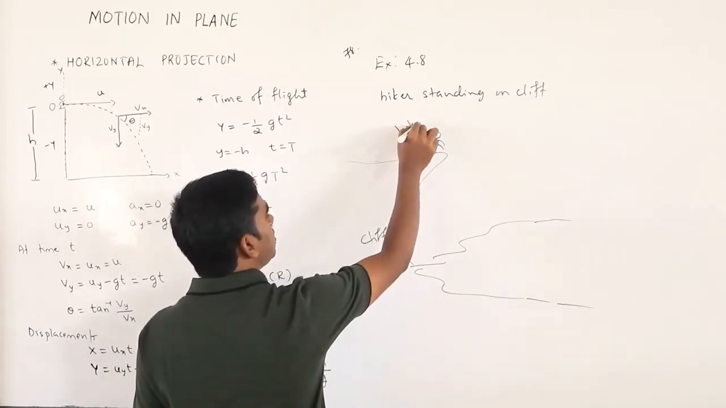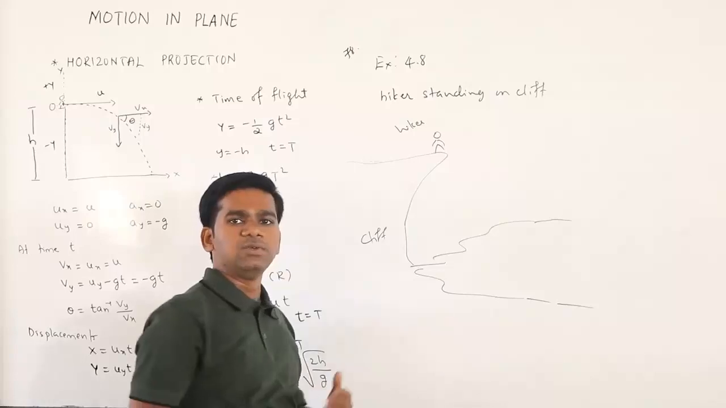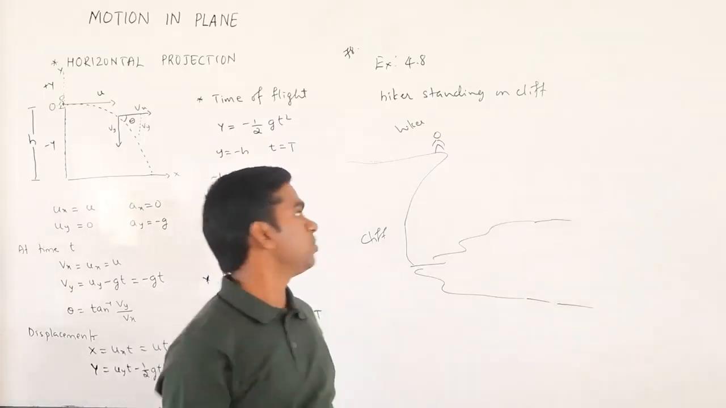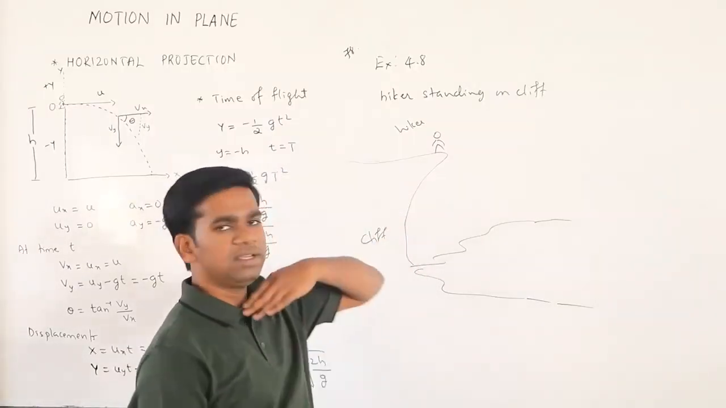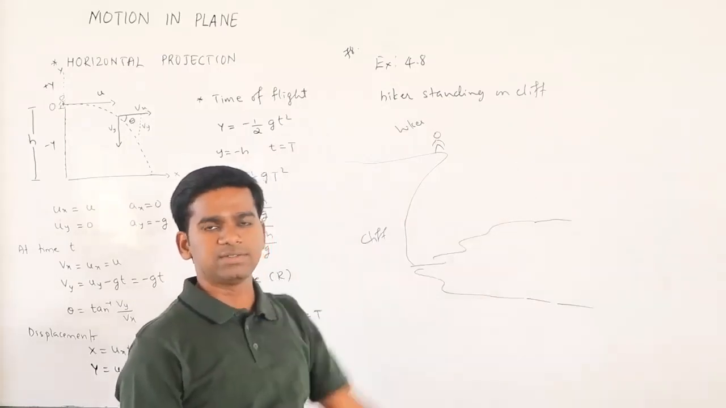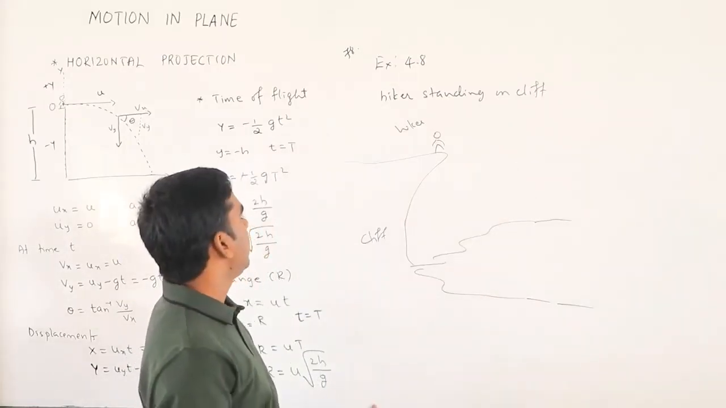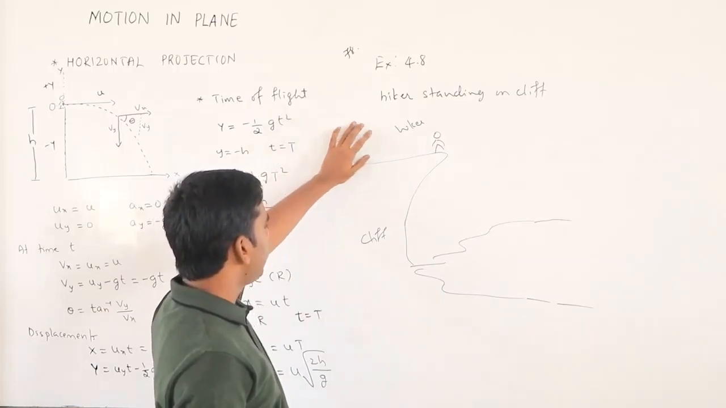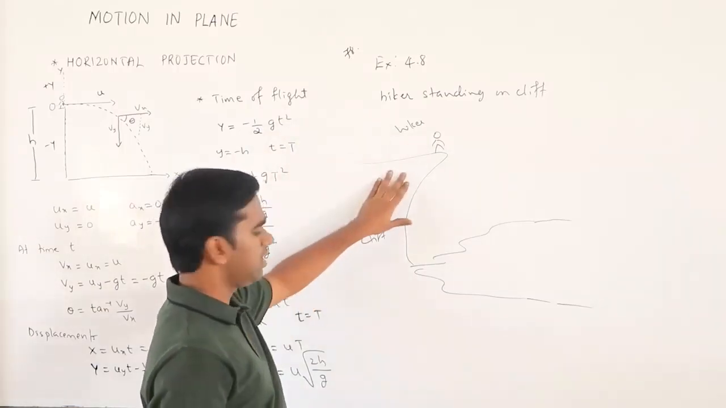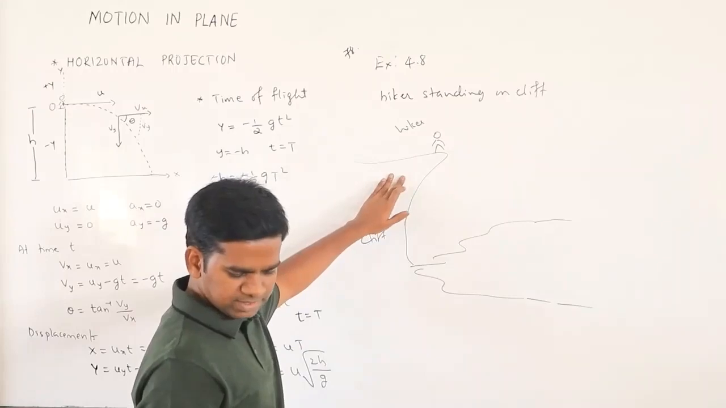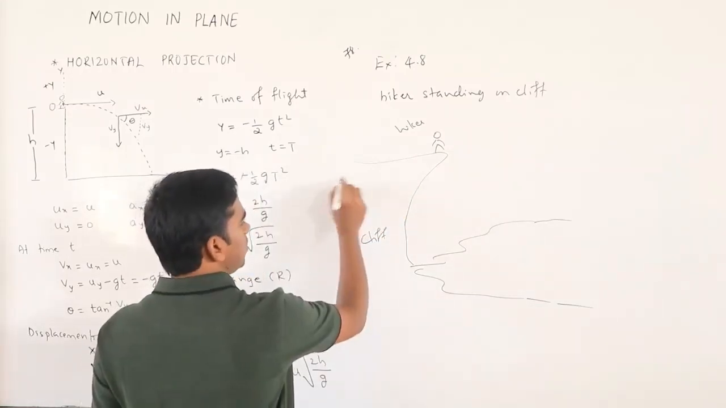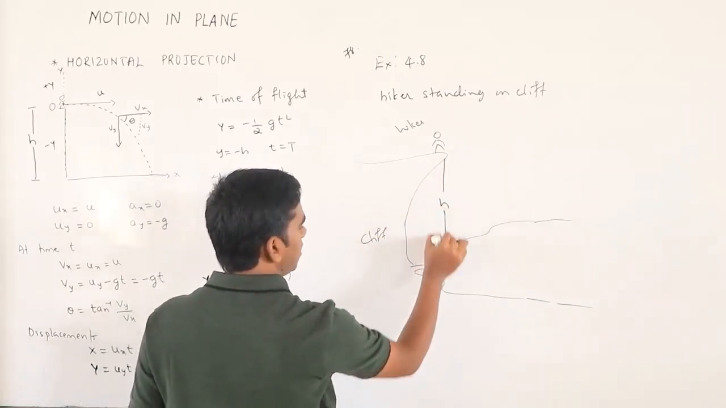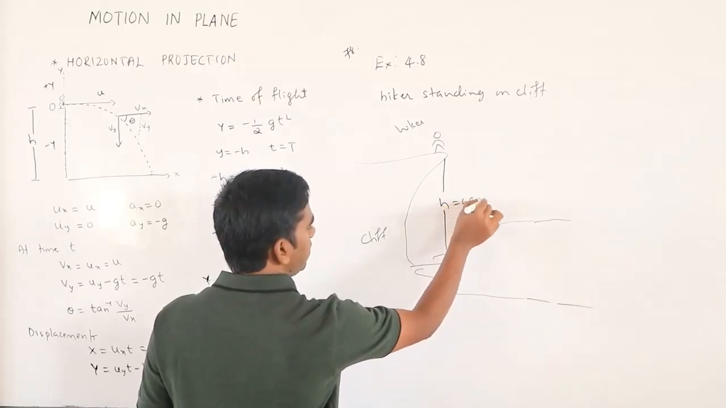Hiker means the person who goes for trekking. They are called hikers. They go for long distances like climbing and everything. So the hiker is standing over here, and this is the cliff. The height of the cliff is say 490 meter. So h is given from here to here, h is given as 490 meter.